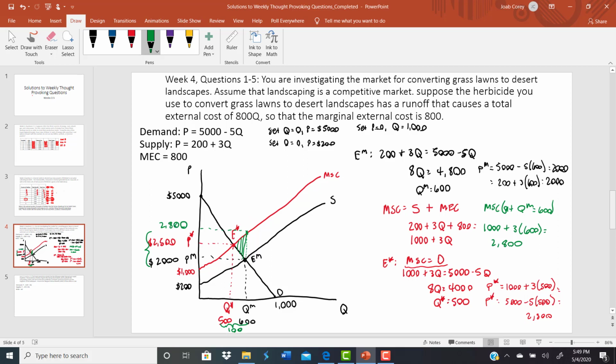And the difference between that and our original market price of 2,000 should be exactly equal to the 800 in marginal external cost that is given to you in the problem, right? So again, those are the dimensions that you are looking for.